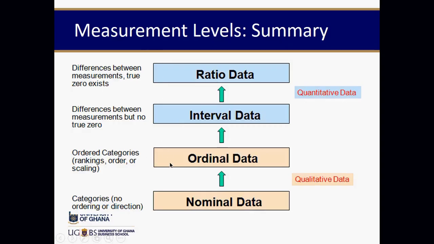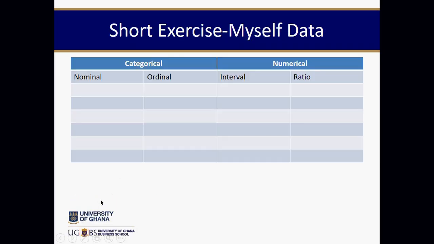So the same thing here again. Ratio data and interval data are quantitative, whilst ordinal data and nominal data are qualitative, because they are more of categories and the like. Now you can also take this exercise yourself. So, a short exercise on data.